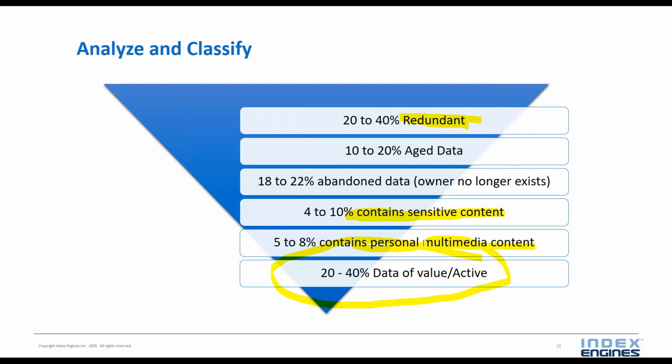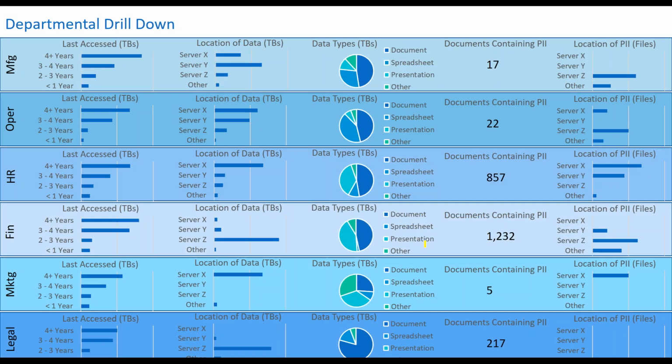So the challenge is separating the wheat from the chaff, finding the stuff that really has value, that's keeping the business running, versus the stuff that has aged out and is just clogging the networks. The stuff that really doesn't have any value, that could disappear tomorrow and no one would notice, is significantly larger than the stuff that does have value.